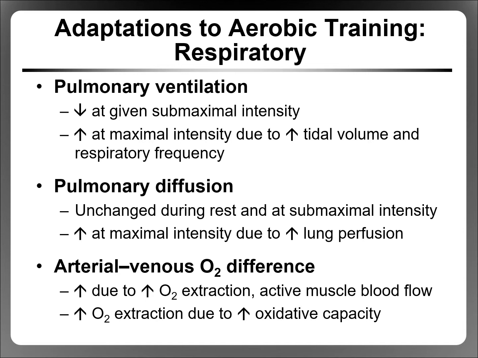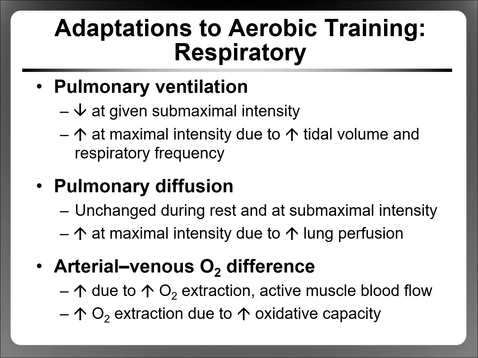So, moving away from the cardiovascular system, let's talk about the respiratory system. Major changes with aerobic training here. You are going to see a decrease in your pulmonary ventilation at a given submaximal intensity. So when I am doing an exercise, I do not have to breathe as heavily to make sure I'm adequately oxygenated. We'll also see an increase in pulmonary ventilation at maximal intensity because we're also increasing our tidal volume and our respiratory frequency. So we can oxygenate better when we get to our maximal efforts.